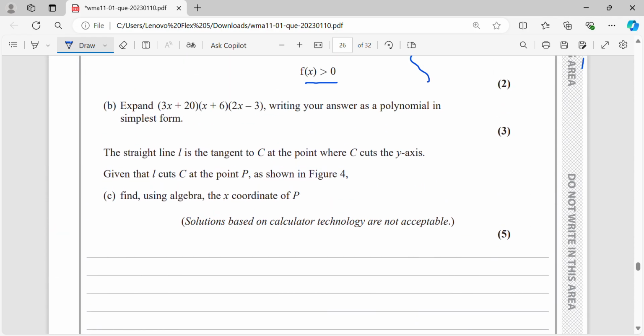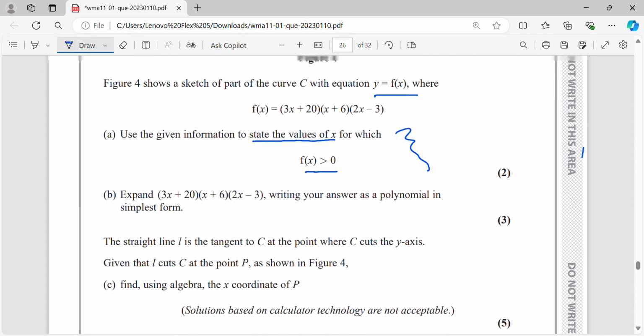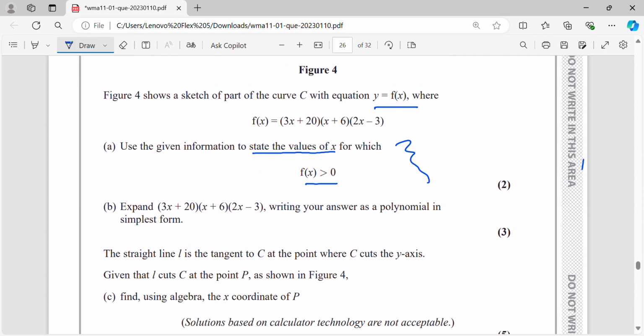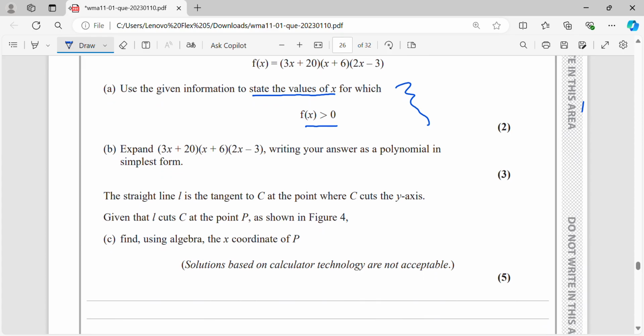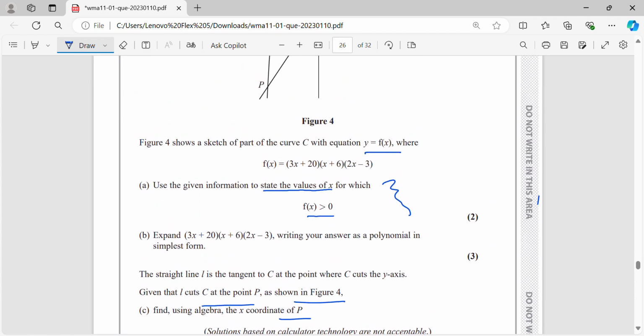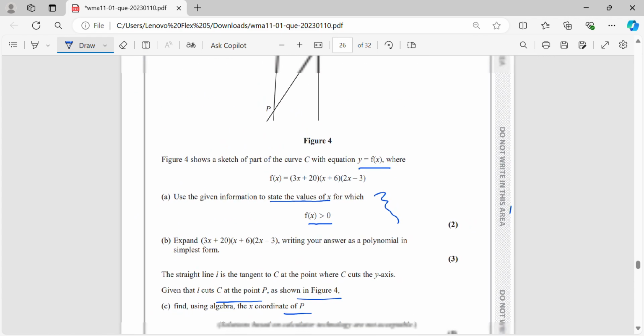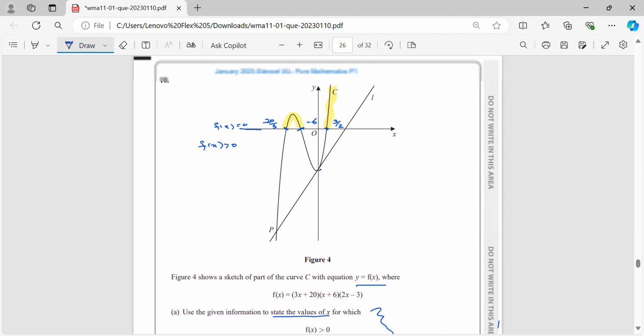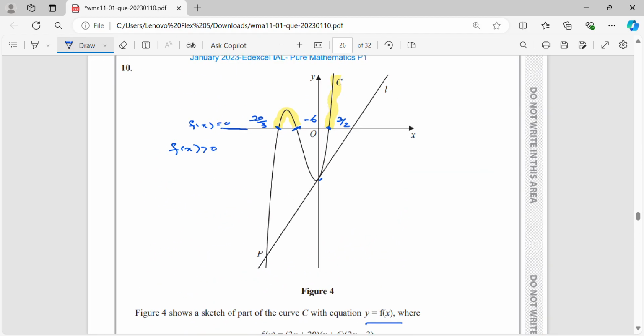C is the straight line L is a tangent to C at point P, where C cuts the y-axis. Given that L cuts C at point P as shown in the figure, find the coordinate. Okay, now let's zoom out and look at the figure. This is the diagram, right?